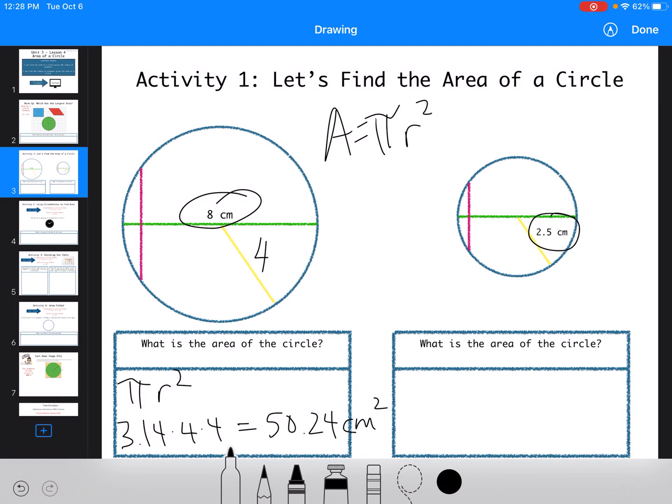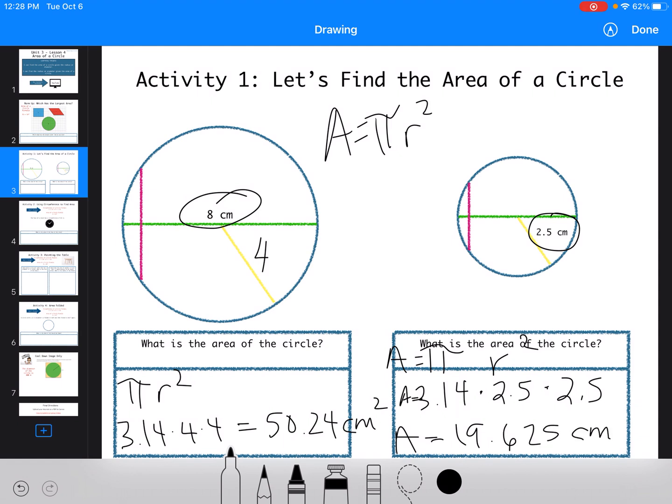All right, the next one asks me for the area of this circle. They're already giving me the radius. So 3.14 times 2.5 times 2.5. So that's pi times radius squared. So in my calculator, 3.14 times 2.5 times 2.5, and I get that the area is equal to 19.625 centimeters squared.